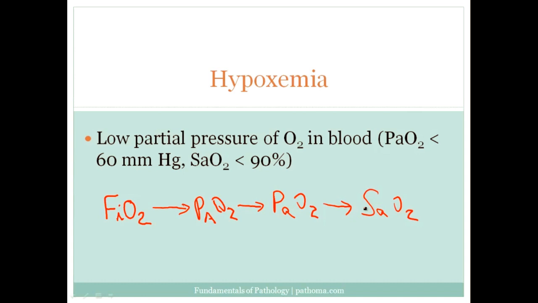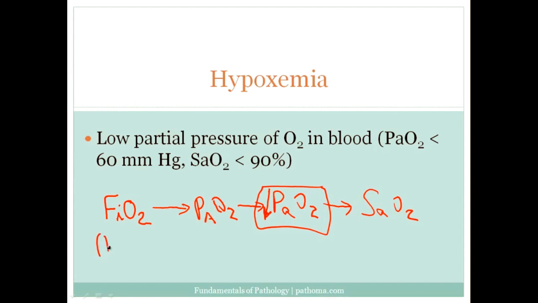Now, hypoxemia, as I've already told you, refers to a low PaO2. So really, this number would be low. But you can see that what actually feeds the PaO2 is the FiO2 and the PAO2. So any change in the early phases of this sequence would also decrease the PaO2. So let's just take some common examples.